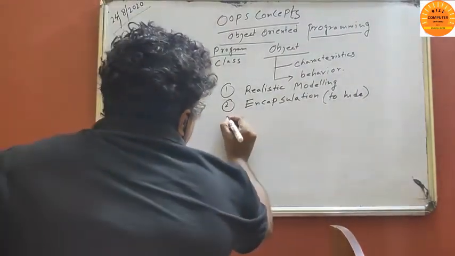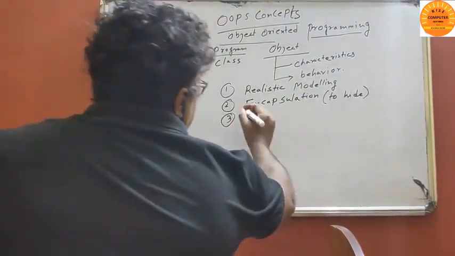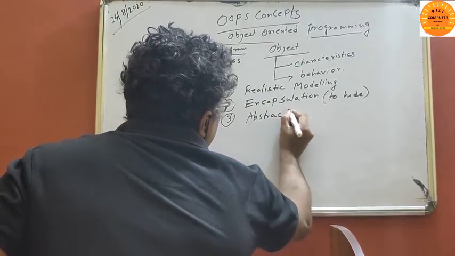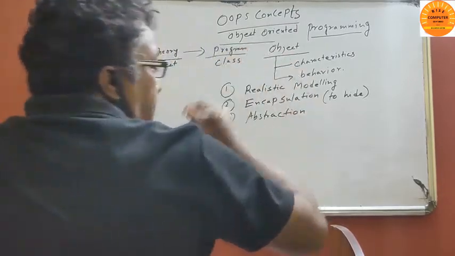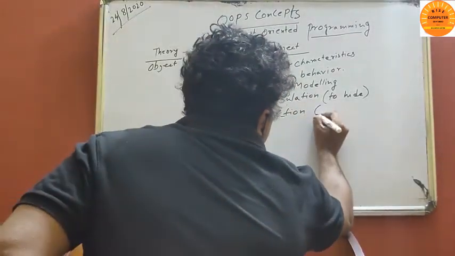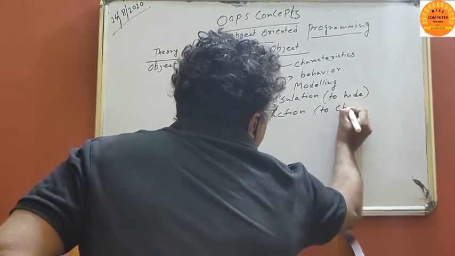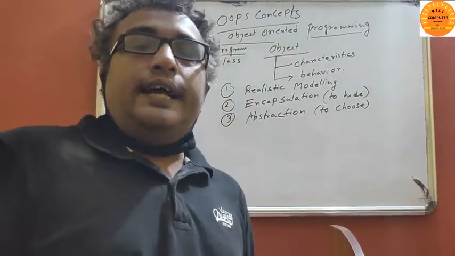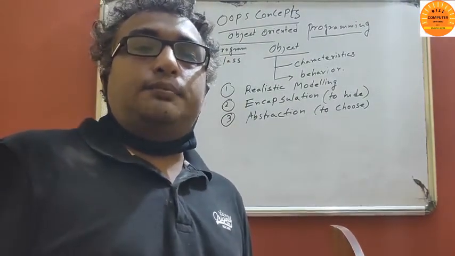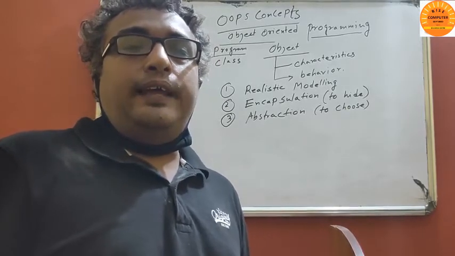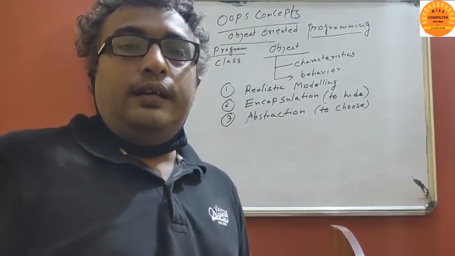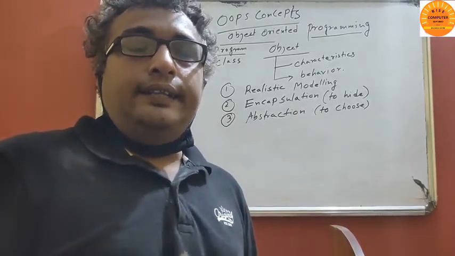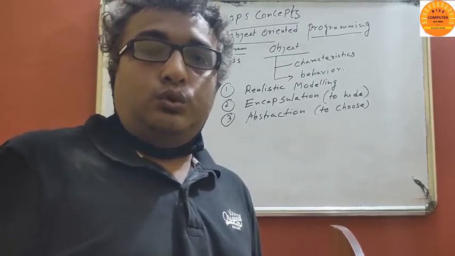The third property is called abstraction. Abstraction means there are lots of properties of a particular class present, and we display one or two properties to the user. That means we abstract some properties from the group of properties. That is called abstraction.